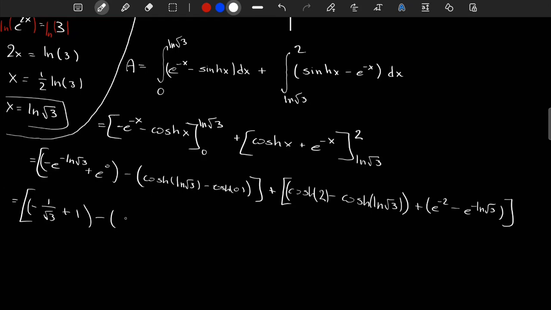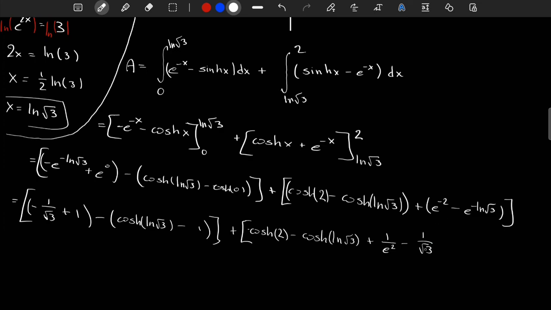minus, well, that doesn't change. That is minus 1 plus cos of 2 minus cos of ln square root of 3 plus 1 over e squared, again, minus 1 over square root of 3.